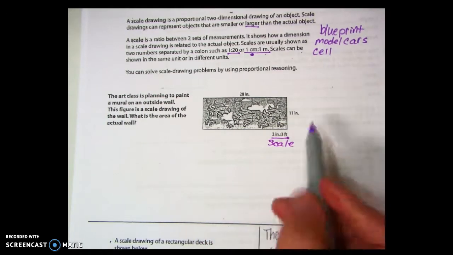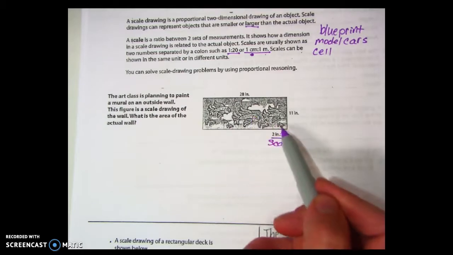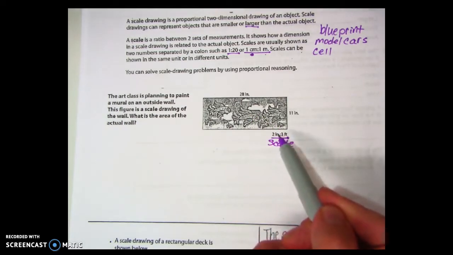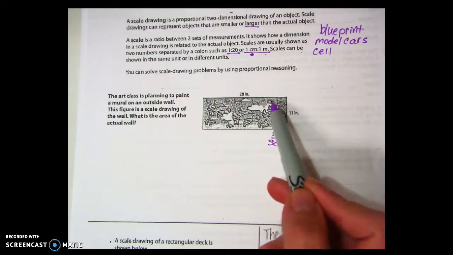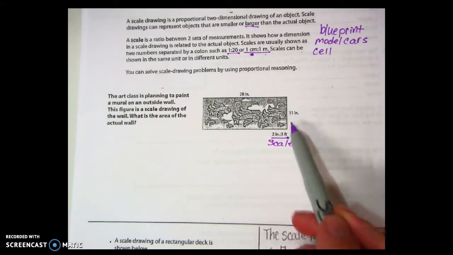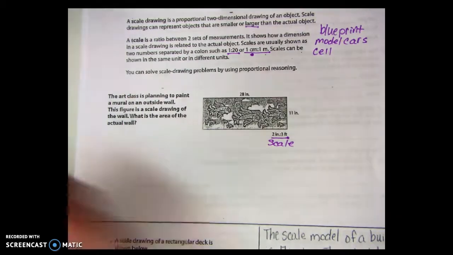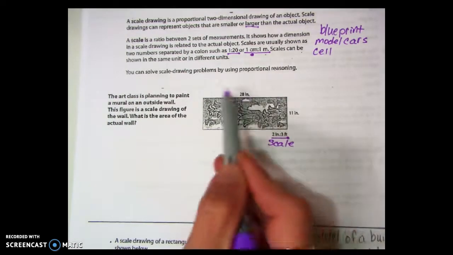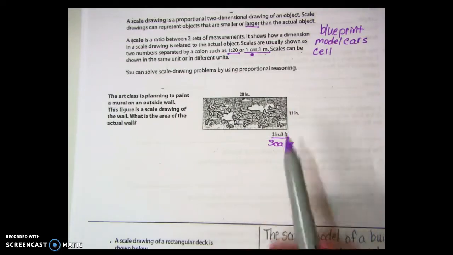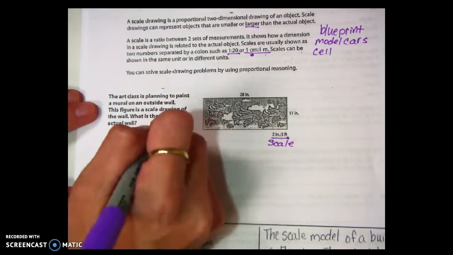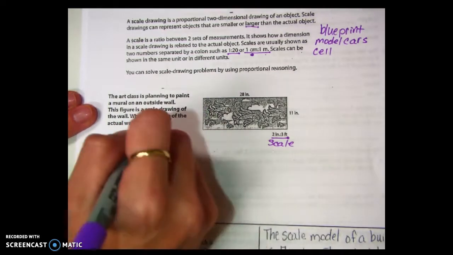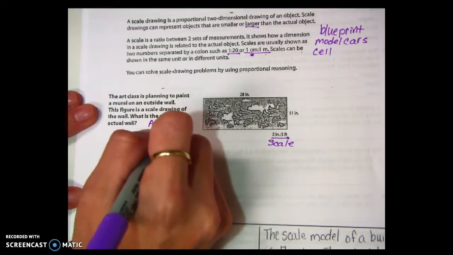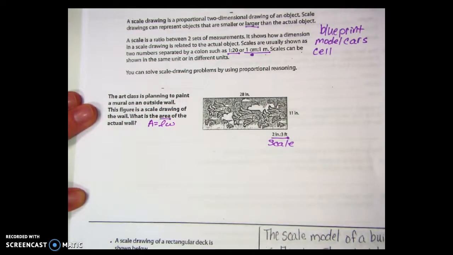So for every 2 inches on this paper, they're going to make it 3 feet on the actual wall, on the mural. So this paper is 28 inches. The drawing on the paper is 28 inches, and the width is 11 inches. So I need to find how many feet it is on the actual wall for the length, and how many feet it is on the actual wall for the width. And then the question asks me for the area. So once I find the actual length and the actual width, then I have to find the area of the rectangle, which is length times width. So I would multiply them together.